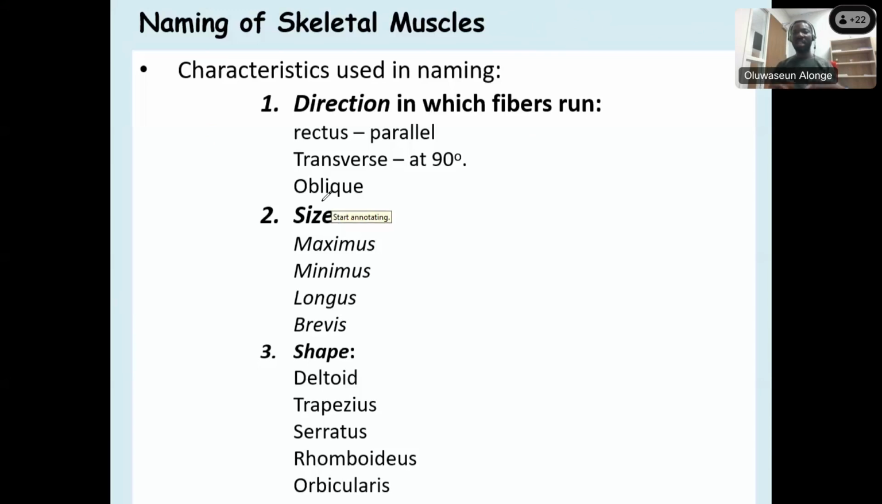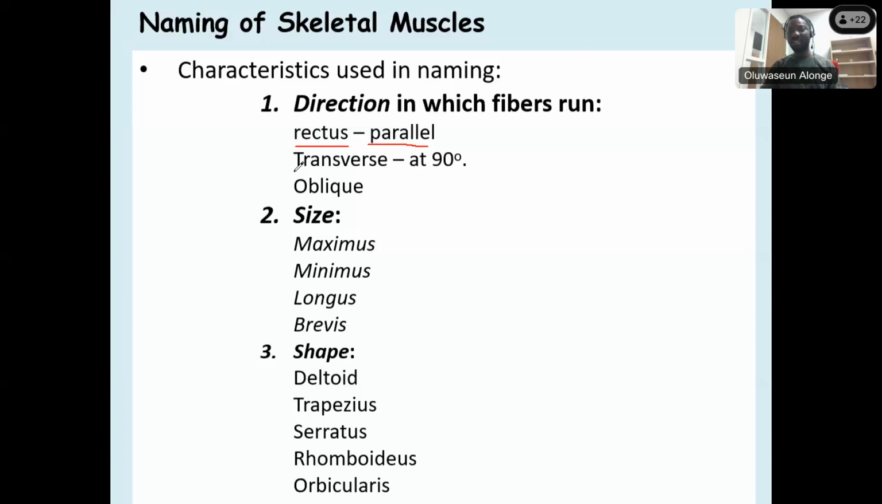Now, muscles are named based on the directions the fibers run, right? So when you see muscles that are arranged in a parallel way, we call it rectus. So when you see rectus, for instance, it's simply a word for parallel. So you talk about rectus abdominis. It simply means they are the parallel muscles in the abdominal area.